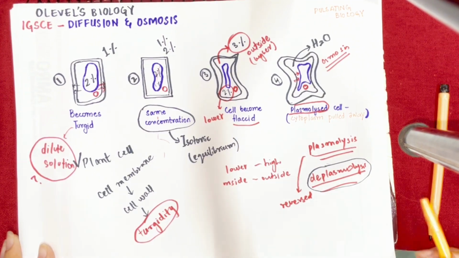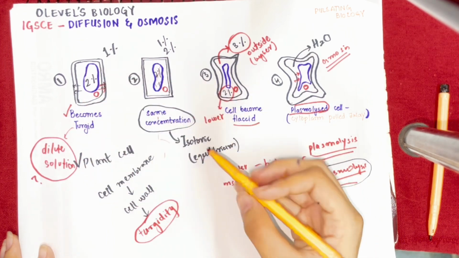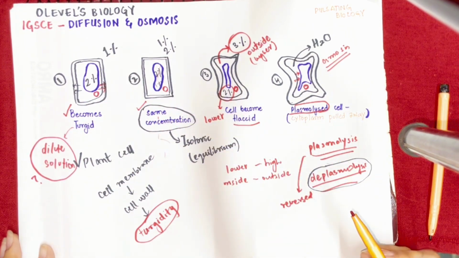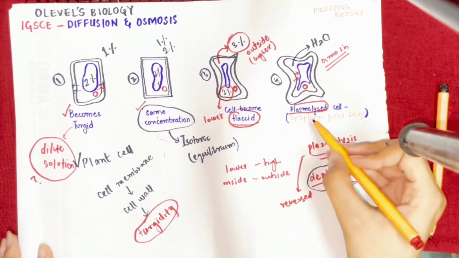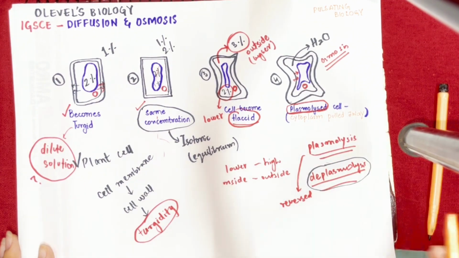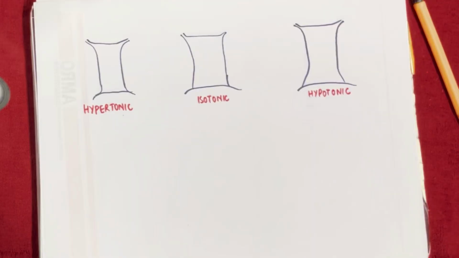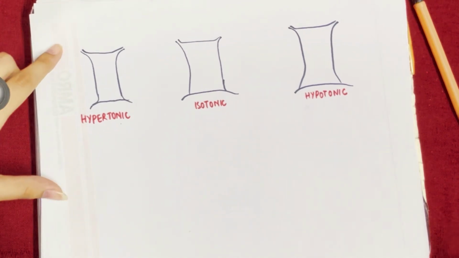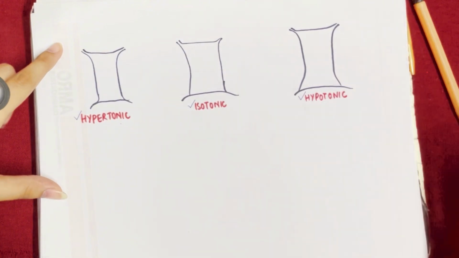So these are the four conditions of a cell: when it is placed in a condition where it becomes turgid, when it is placed in an isotonic solution, due to which it reaches an equilibrium state and the concentration remains the same, or it becomes flaccid, or it becomes plasmolyzed. These are the four conditions that you need to learn in the chapter on diffusion and osmosis. Let's discuss the conditions of the cell in more detail: the condition of hypertonic, the condition of isotonic, and the condition of hypotonic.